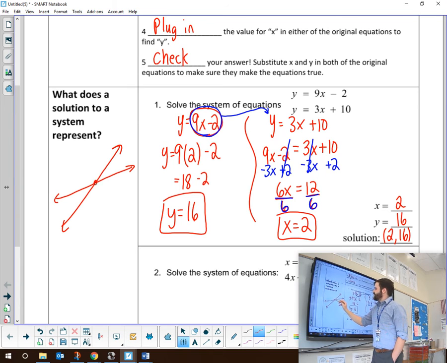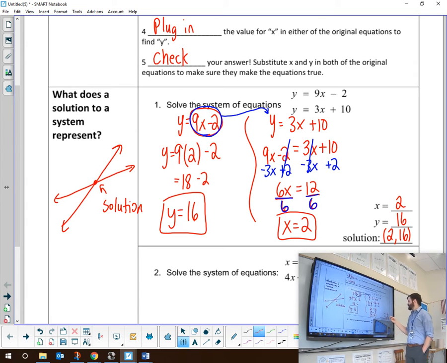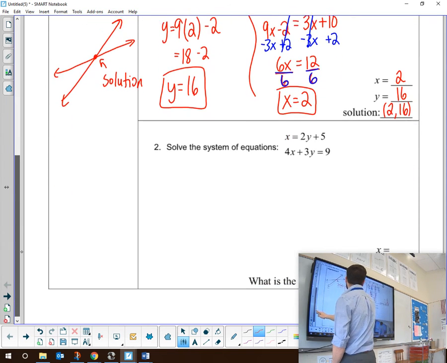And wherever they intersect, that is my solution. That's why we write my solution as a coordinate point, as an ordered pair with my x and my y. Okay? All right. So let's move on to number 2.